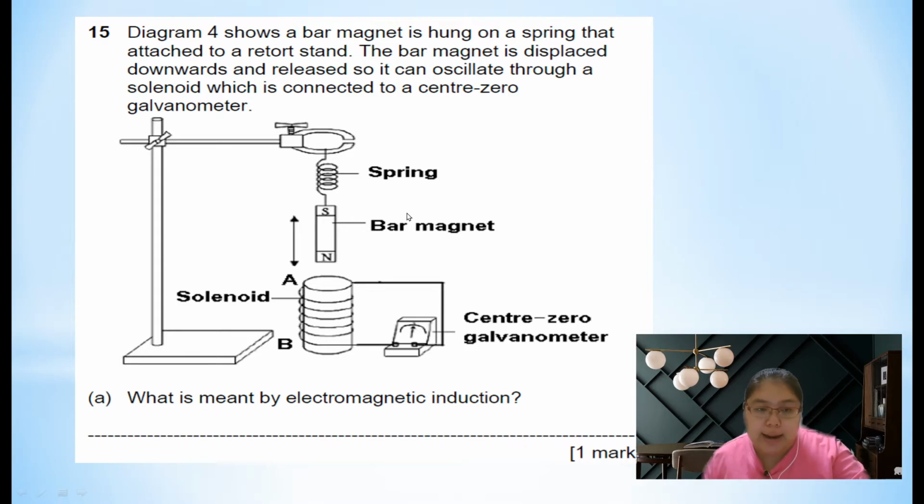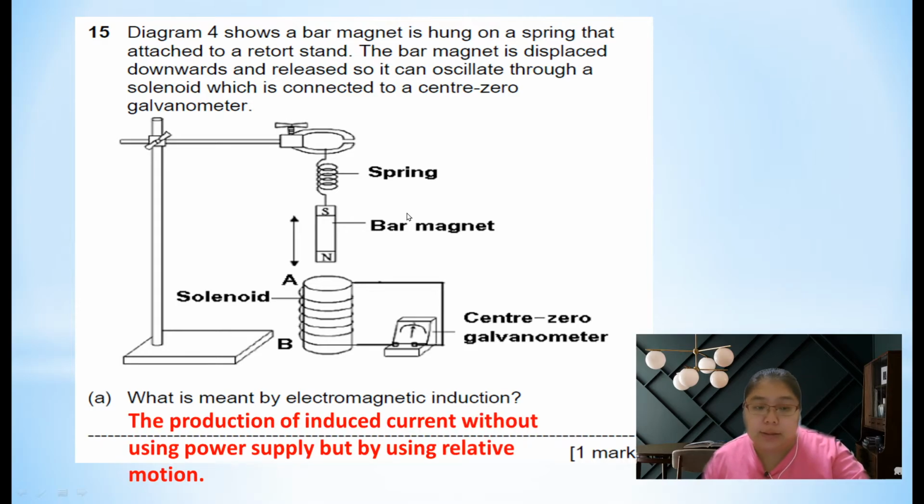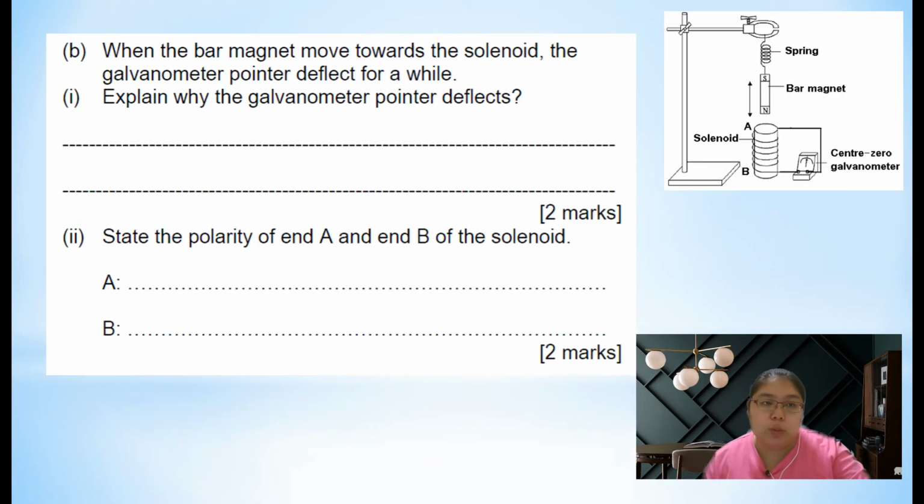Okay, let's see the answer here. There is a production of induced current without using a power supply, but by using relative motion. So that is just one mark to explain electromagnetic induction.